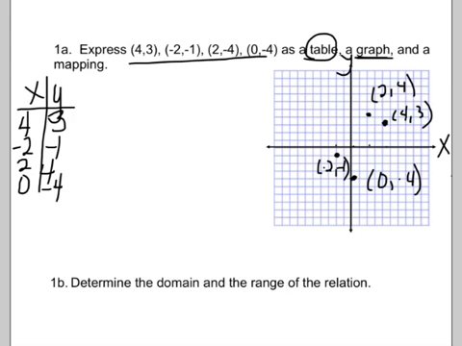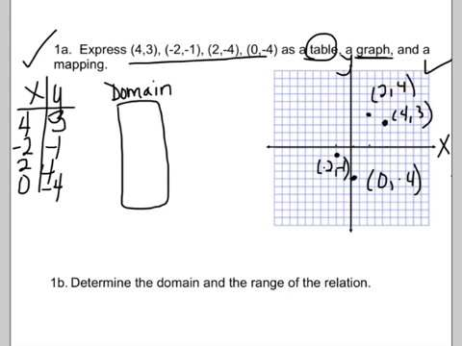Now I've expressed that relation as a table. I've expressed it as a graph. Now it says to express it as a mapping. Okay, let me show you what a mapping is. With a mapping, basically you're going to have your domain, which I told you is what? Your x coordinates, and your range, which I said was your y coordinates. And you're going to list them and you're just going to draw arrows to the one that they match.